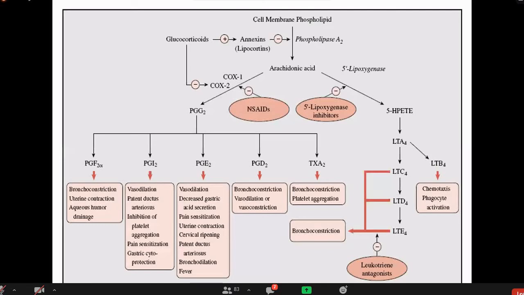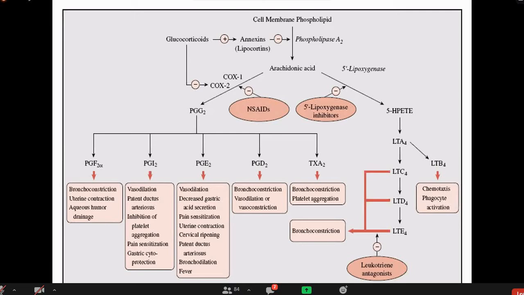Sometimes someone says that if a patient is taking aspirin, which is one example of an NSAID, in some patients having a history of asthma, if we prescribe aspirin or if they are going to take aspirin, this will increase the chances of an asthma attack in that patient. Why? Because when that patient is taking aspirin, we are going to block the cyclooxygenase pathway.